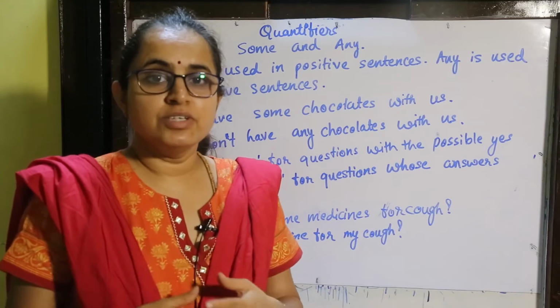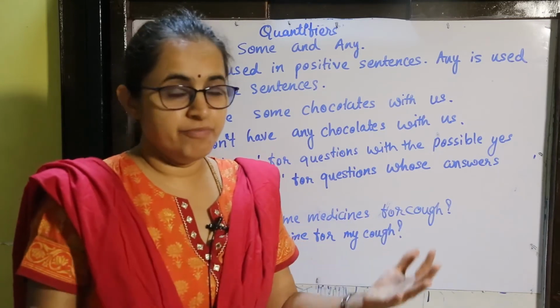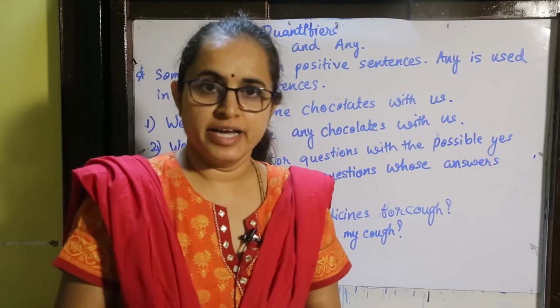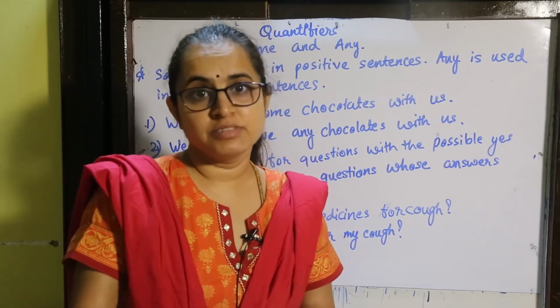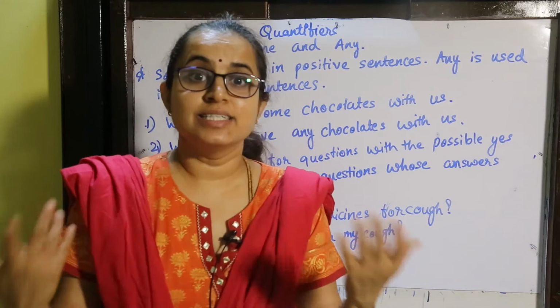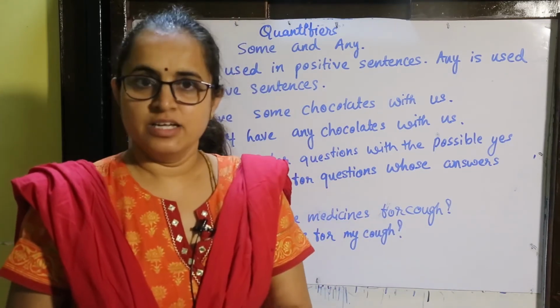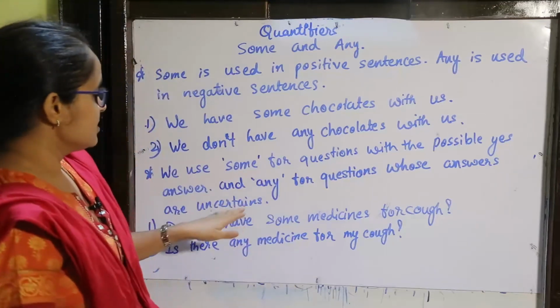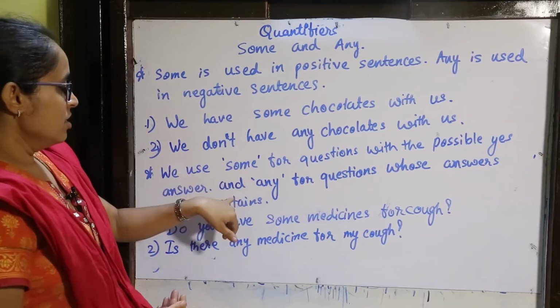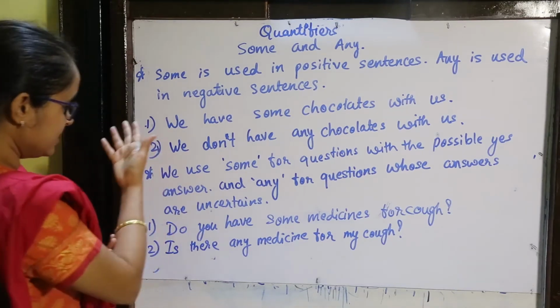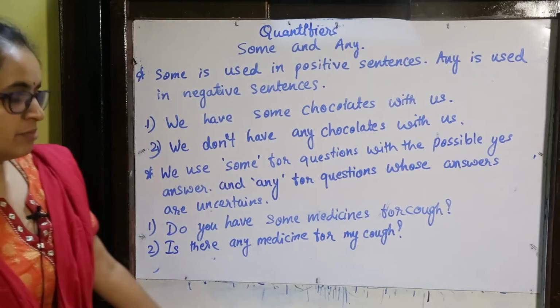But if there is something which you and your classmates, a few classmates bring, a few didn't bring, and I ask, is there any scale with you? Maybe he didn't bring it, then he will say no; if he brought it, he will say yes. So when the answer is certain, you will say some. If the answer is uncertain, you will say any. Okay, so please write down this much. Then we'll move on to the next.